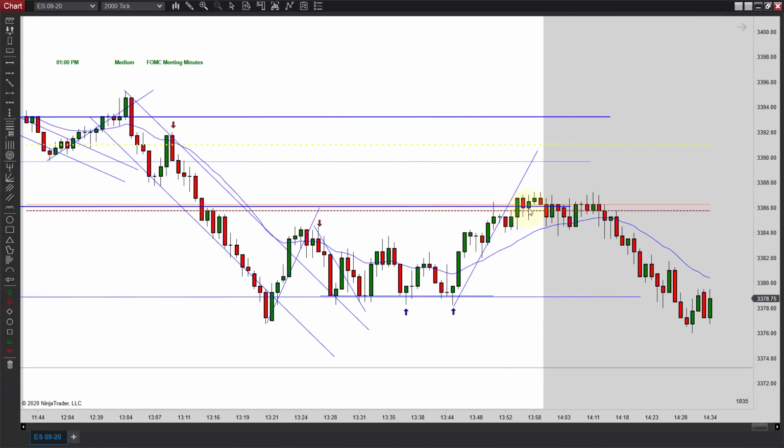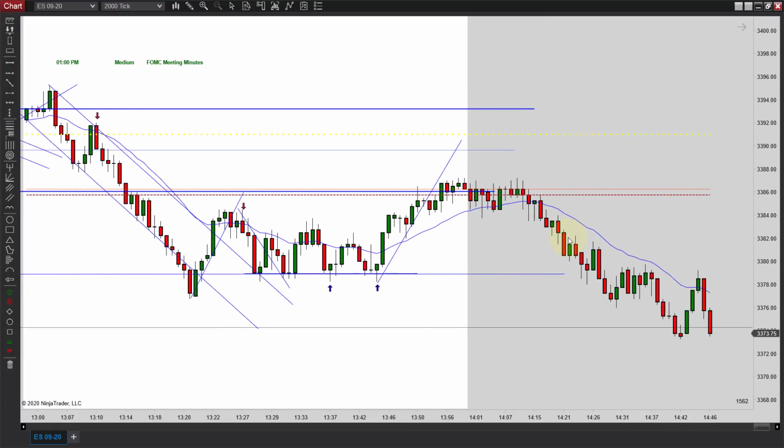And that just took us up to the midpoint, which was the previous support, which is now the midline. And we're just working sideways. Just stay out of that stuff. There's nothing there to trade.